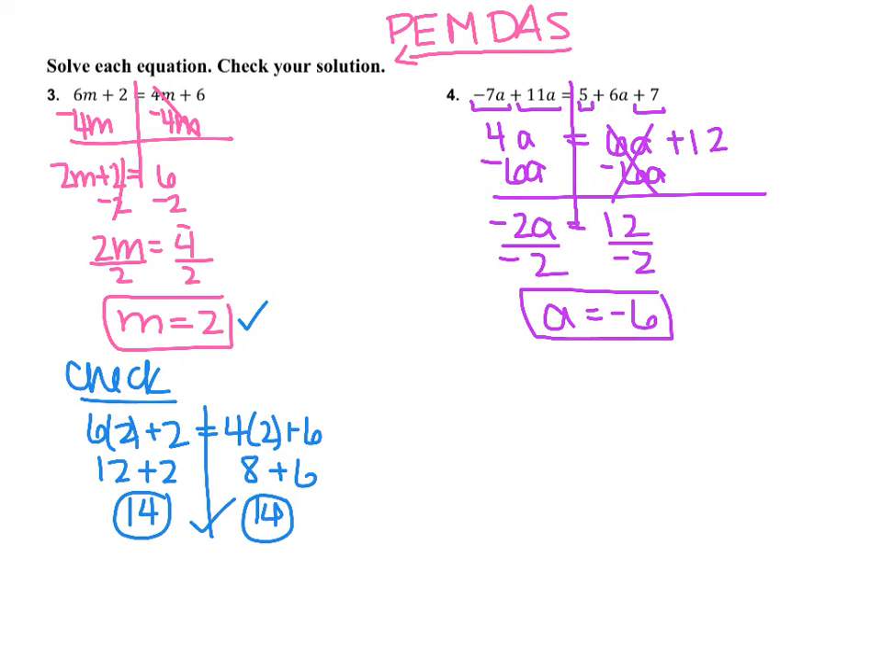And last step yet is to check our work. So when we check our work, we want to check to make sure that if I plug in negative 6, right, that I have an actual equation, that the sides are the same. So negative 7 times negative 6 plus 11 times negative 6 is supposed to equal 5 plus 6 times negative 6 plus 7.